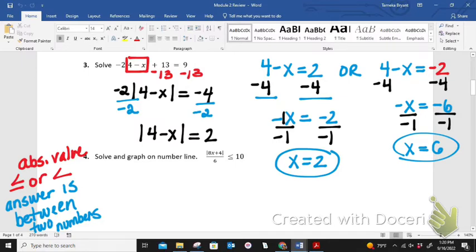All right, so the first thing we need to do is get rid of the 6. This 6 is being divided, so we're going to multiply both sides by 6. So that gives me the absolute value of 8x plus 4 is less than or equal to 10 times 6, which is 60.